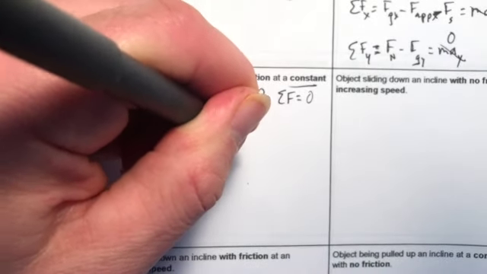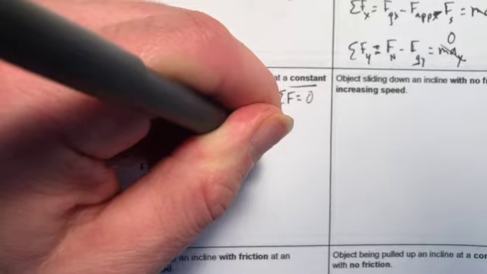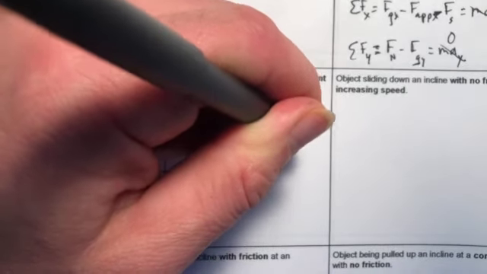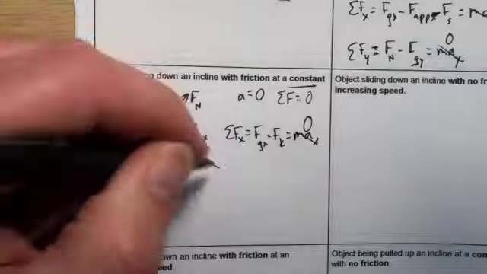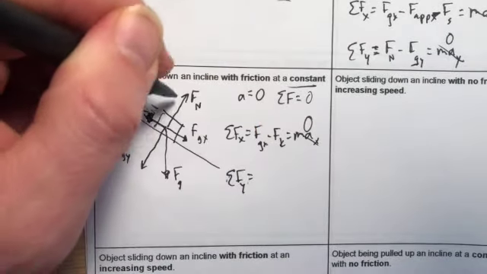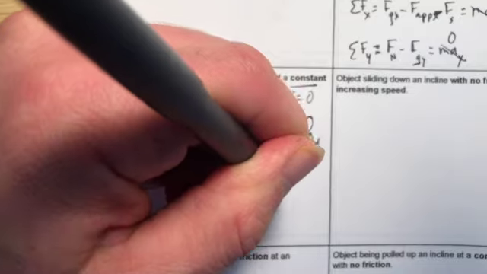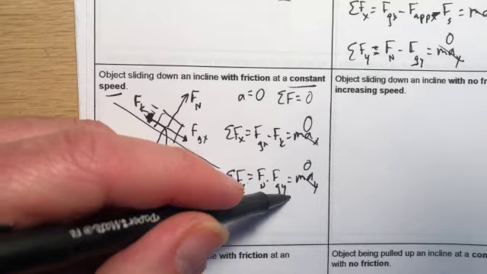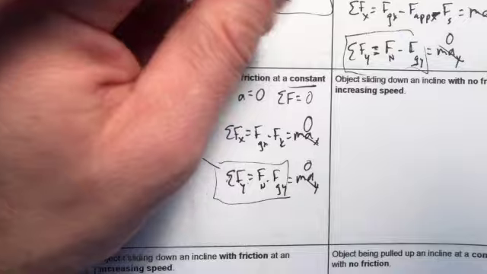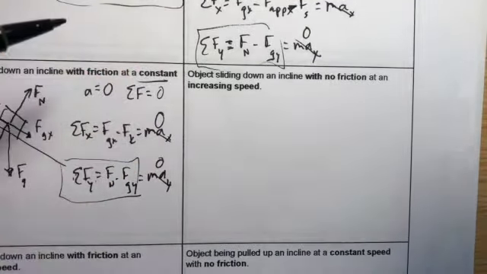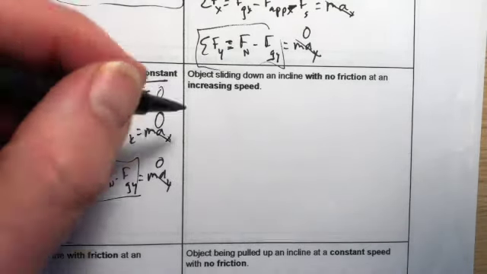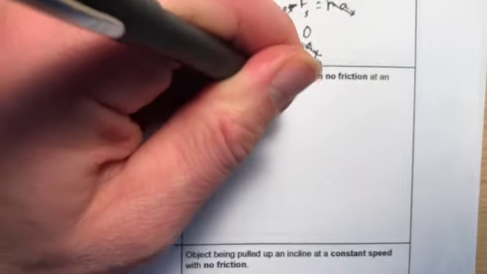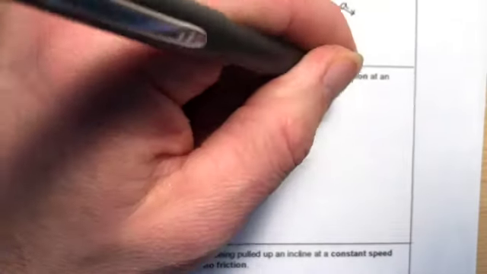So the sum of the forces in the x direction will be Fgx minus Fk equals max, or 0. In the y direction, it's going to be Fn minus Fgy equals may equals 0. Notice that this one has been the same every single time. All right. Next, an object sliding down an incline with no friction at an increasing speed. So now acceleration is not 0. All right. And there is no friction.